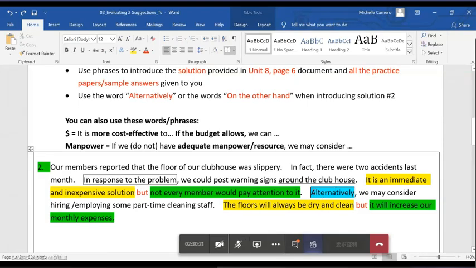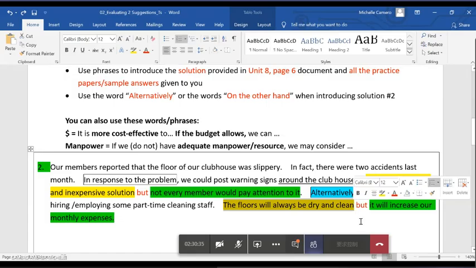Okay, then we have alternatively to introduce solution 2. So alternatively, we may consider hiring or employing some part-time cleaning staff. That's solution 2 here. The floors will always be dry and clean. That's the advantage, but it will increase our monthly expenses. That's the disadvantage. And again, they use but to show the relationship between the advantage and disadvantage.